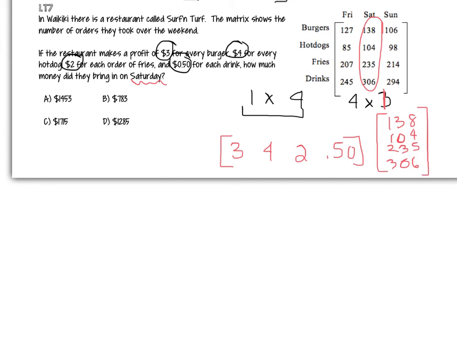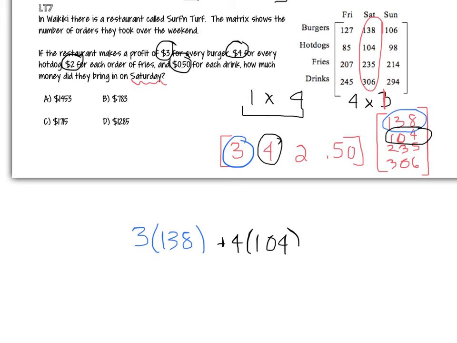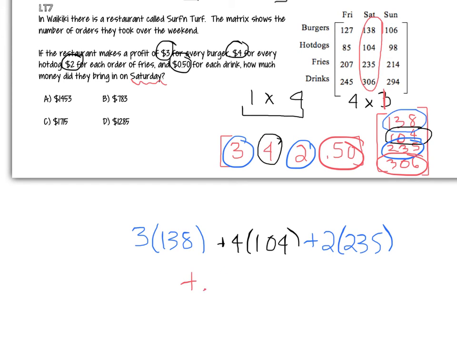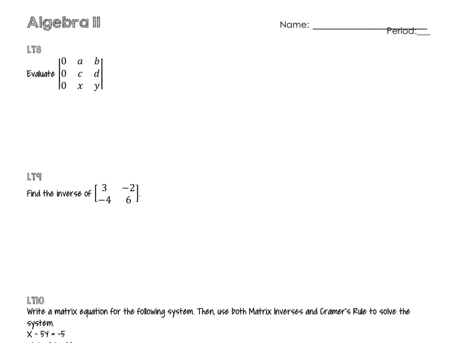Notice how the price for the burgers is going to get multiplied by the number of the burgers when we start to do matrix multiplication here. Same thing goes for the $4 for every hot dog. It's going to get multiplied by the 104 hot dogs, okay? So when we start to multiply it out, plus 2 times 235, plus 50 cents times every 306 drinks. I have to go on to a different line here. If I type this all in here, I'm actually going to get A as my answer, $1,453.